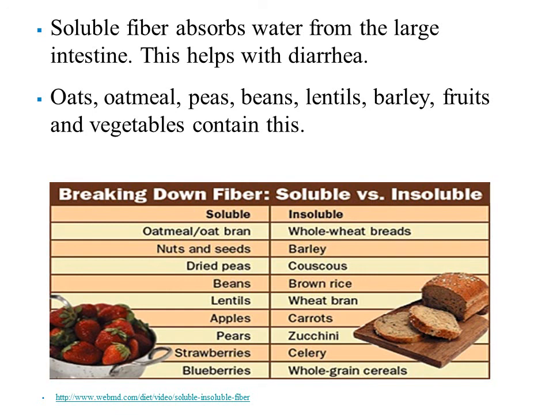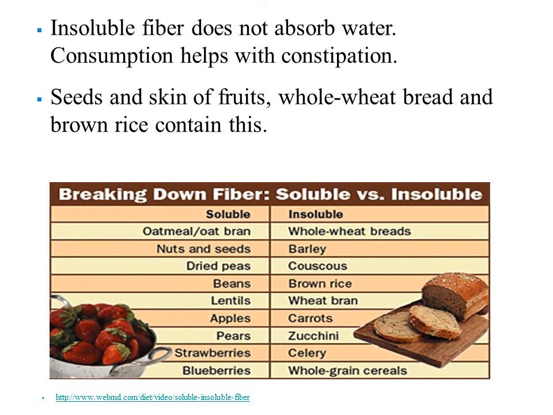Where will you find soluble fiber? In things such as oats, oatmeal, peas, beans, lentils, and so on. Insoluble fiber will not absorb water. So if you are constipated, you need to consume insoluble fiber. Examples of insoluble fiber are seeds and skins of fruit, whole wheat bread, and so on.